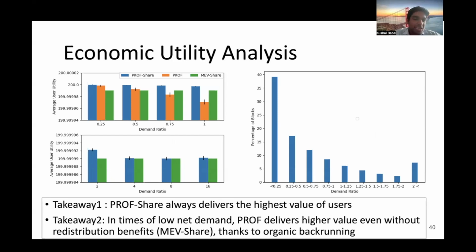You can see that PROF share, the first takeaway is PROF share is always better than MEV share or PROF because you're also protecting the users, no front running is happening, and you're also redistributing value to the users. And the second takeaway is PROF is better than even redistribution mechanism. So you're not even doing redistribution in PROF, but it's still better than MEV share because of this organic backrunning effect. And as you can see, there are many blocks where the demand ratio is in the low demand ratio regime, where organic backrunning can happen in PROF.